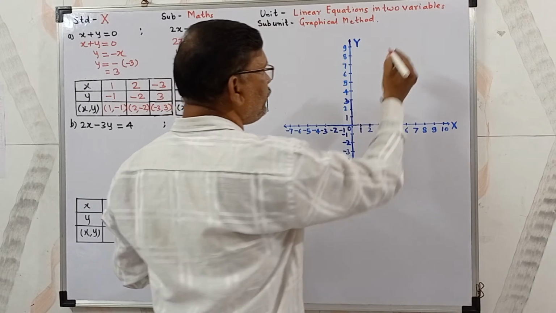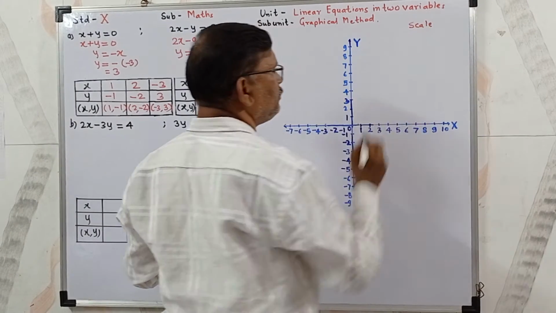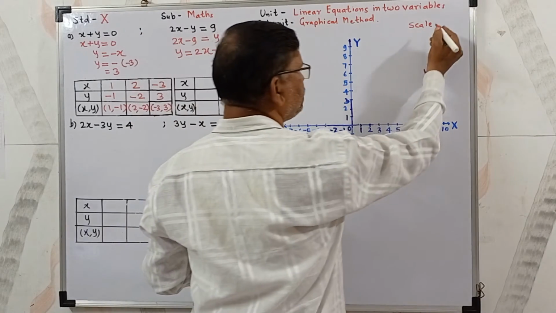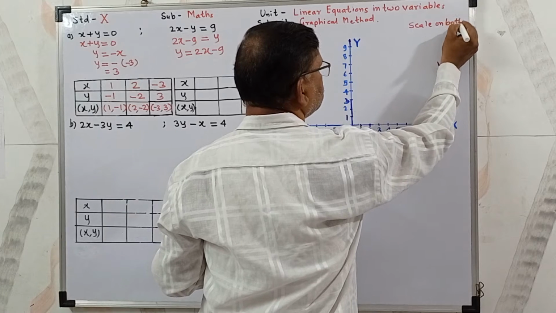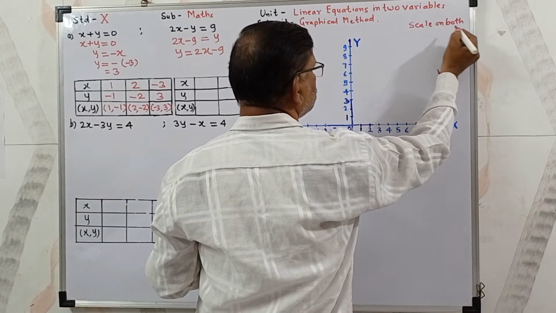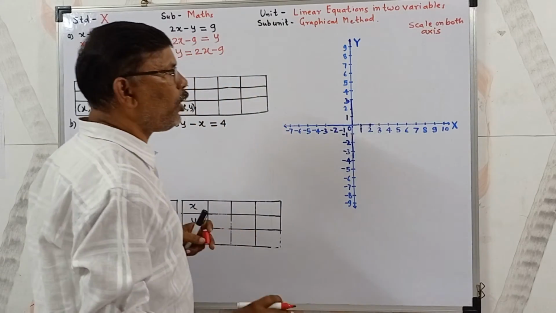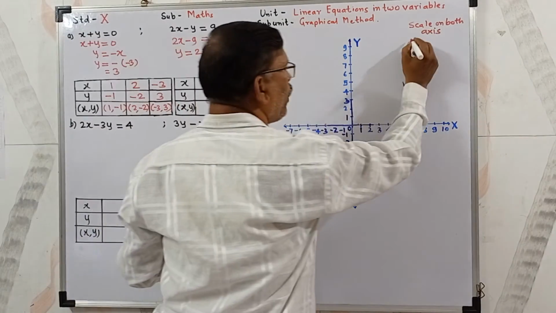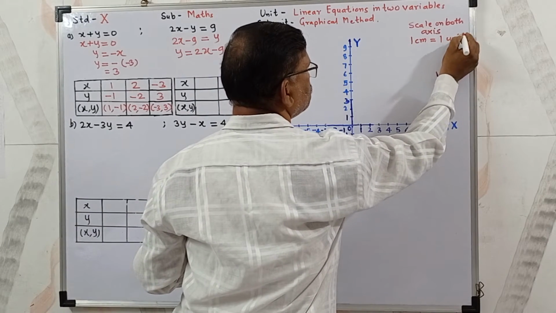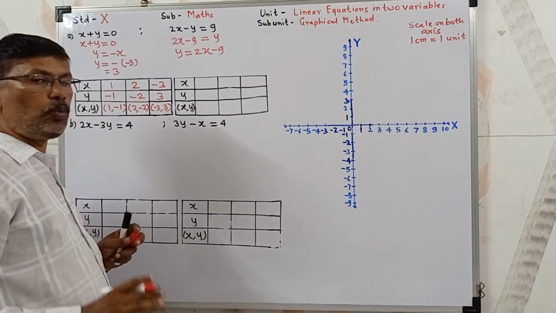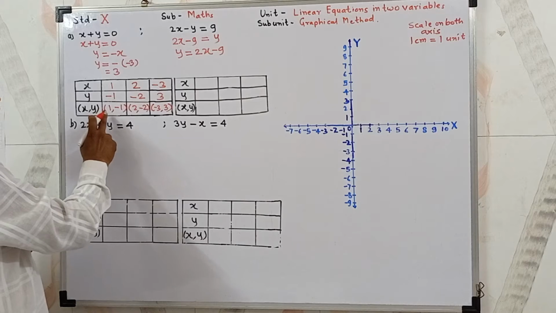So now put these points on this graph. First we write the scale. What is the scale? The scale is on both axes: 1 centimeter is equal to 1 unit. Understood? Now listen, which is the first point?